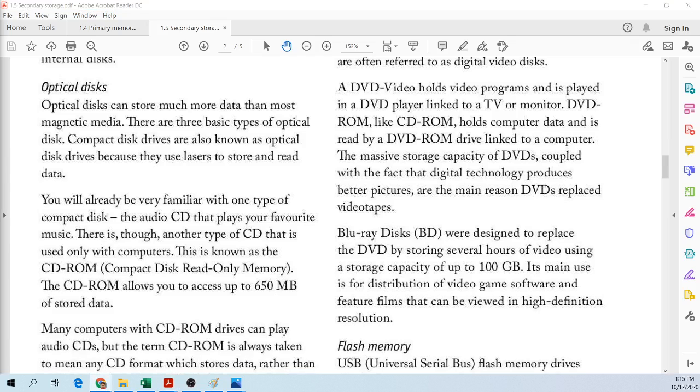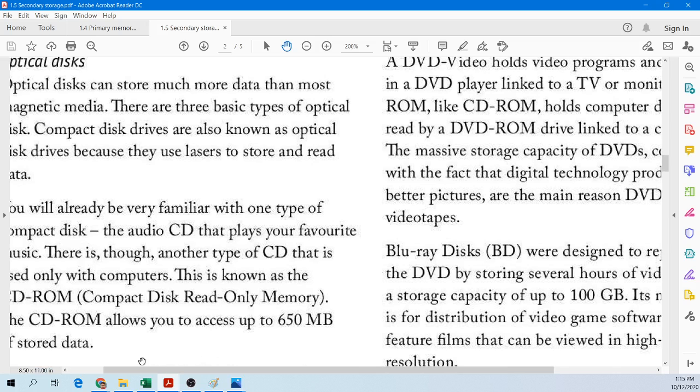Alright, let's get a reader for the next 2 paragraphs. Monique, can you read for us? Sure thing, sir. So from optical disk, right? Yes. Okay.